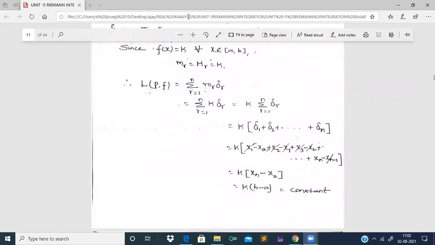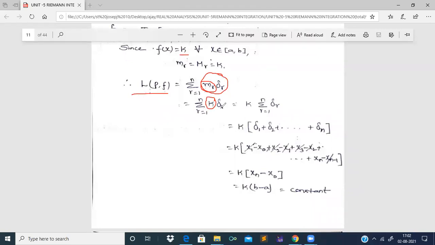Now let us consider the lower Darboux sum of the partition P which we have taken in this theorem, right? The lower Darboux sum is summation r equal to 1 to n of small mr delta r. So what is small mr? Just now we have found that small mr, which is the infimum of f(x) in the rth segment, is k. Therefore, instead of mr, we put k here, and the rest of the symbols are written as they are.